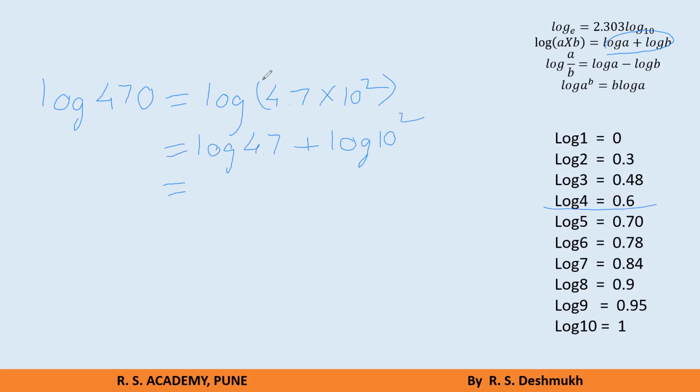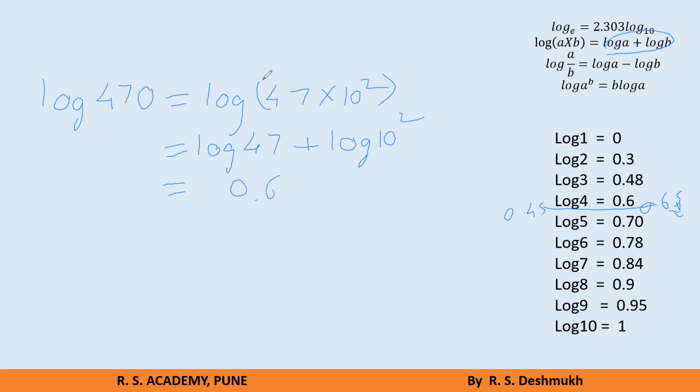So log 4 is here, log 5 is here. If I find out the intermediate value, I will get 0.45 and here I will get 0.65. Same thing, if I want to find out 4.7, it will be somewhat greater than 0.65, that is 0.67. So I will say the value for 4.7 will be more than 0.65.